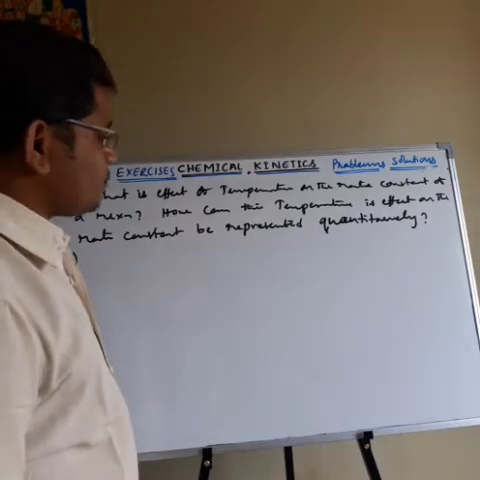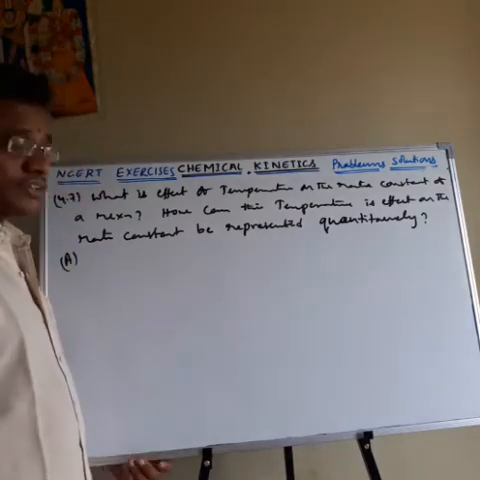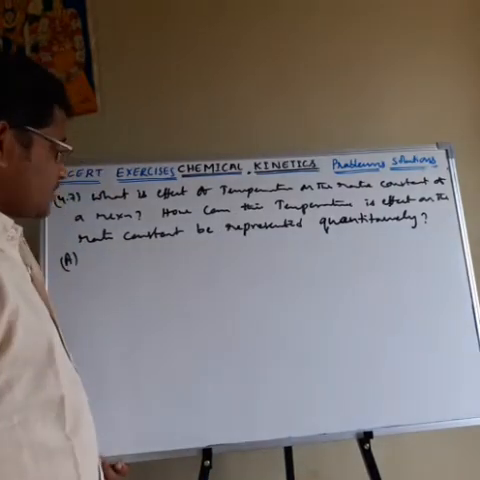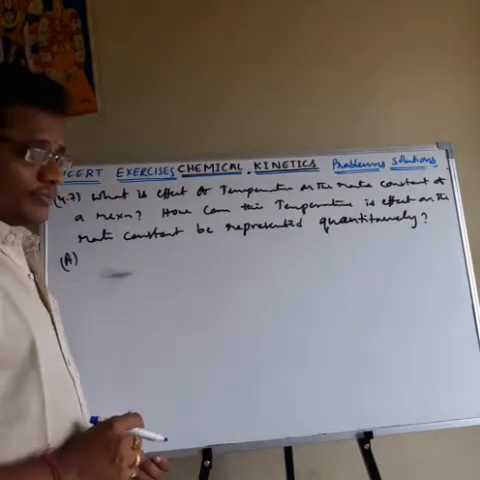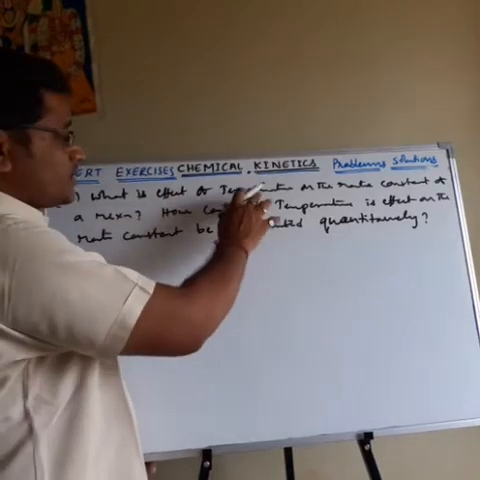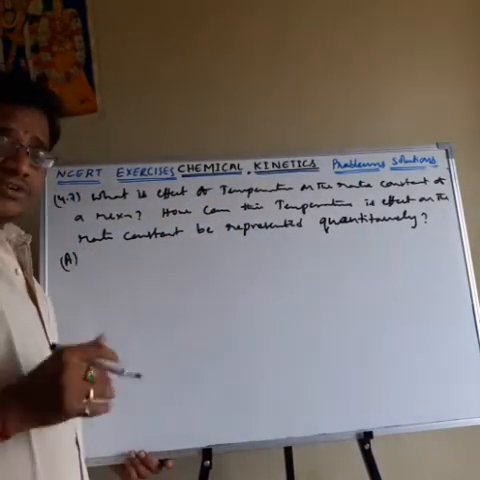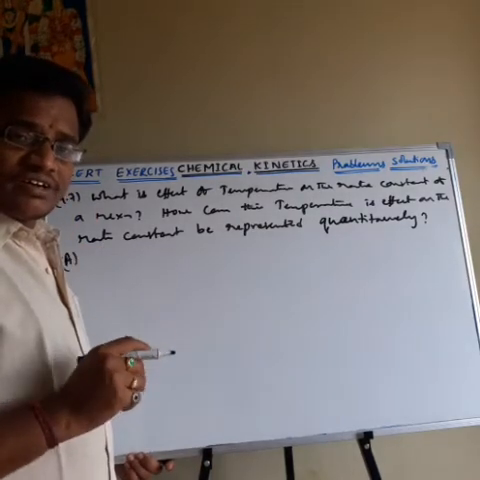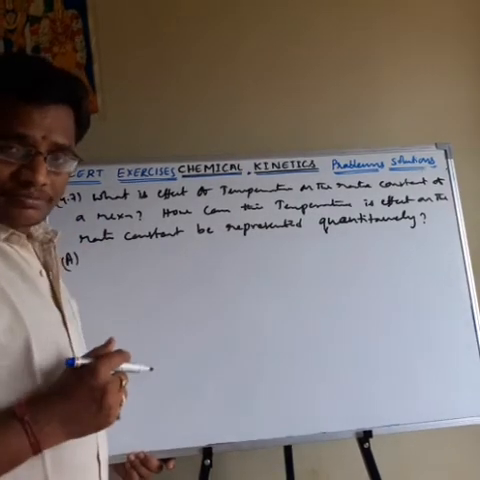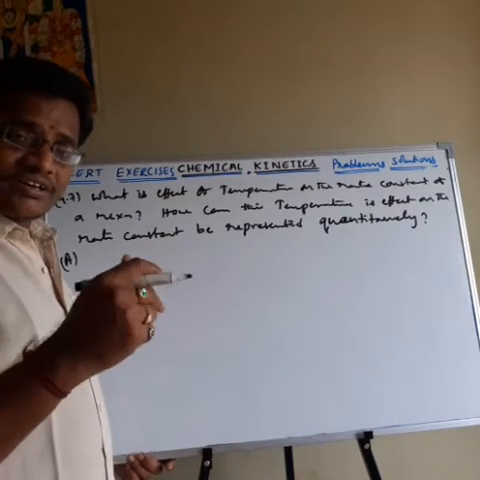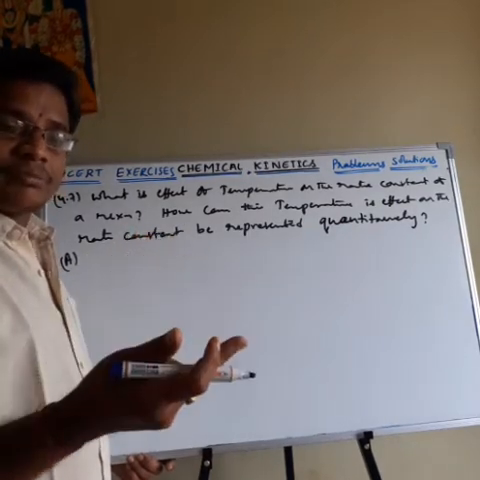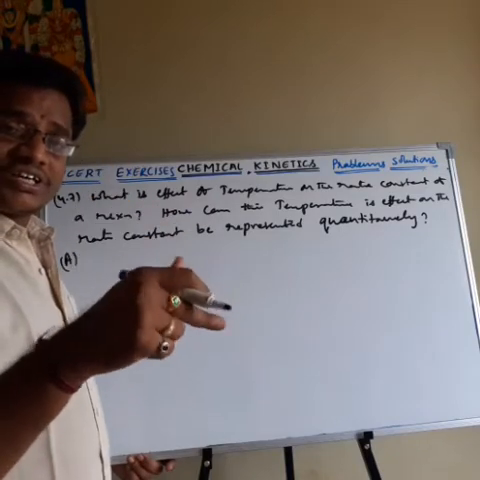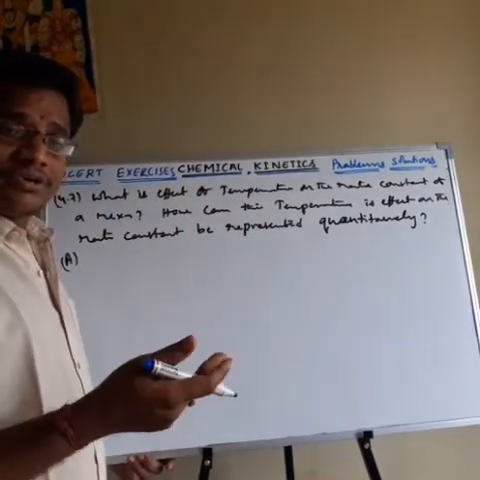What is the effect of temperature on the rate constant of the reaction, and how can this temperature effect on the rate constant be represented quantitatively? First, the effect of temperature on the rate constant: here, for every 10 degrees increase in temperature, the rate constant becomes double. That means the rate constant increases with increase in temperature.